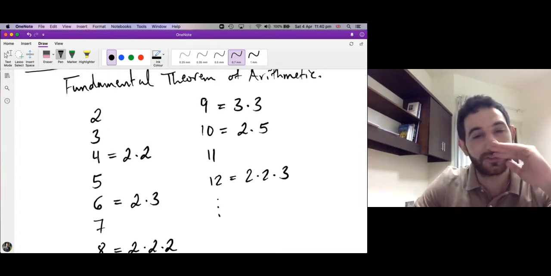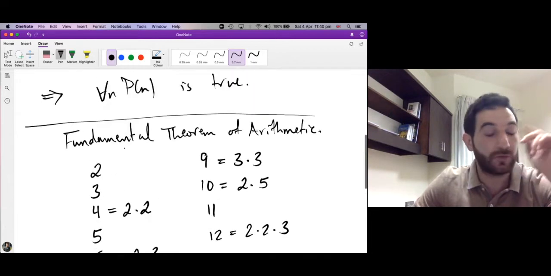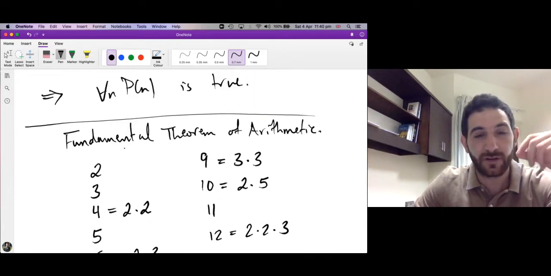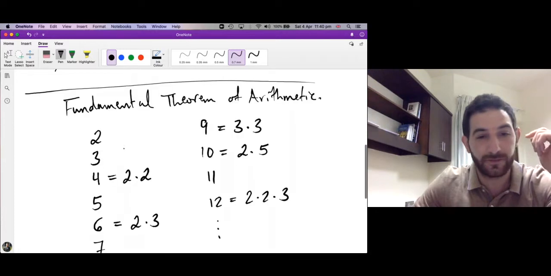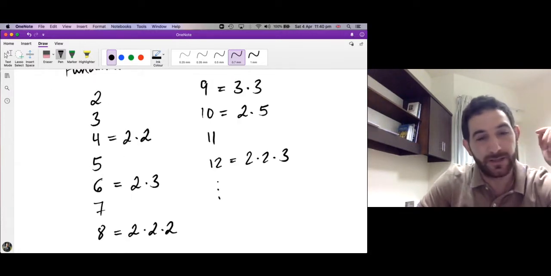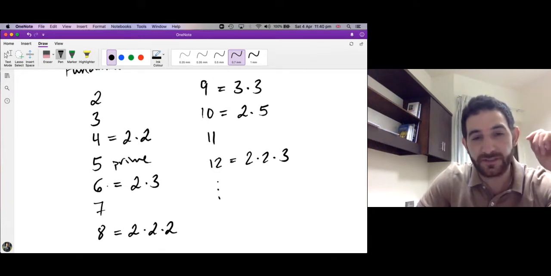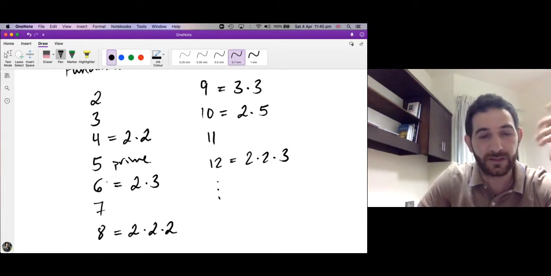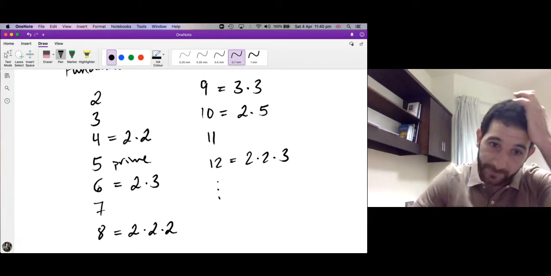It's a positive integer whose positive divisors are only 1 and itself. Okay, so 5 here is only divisible by 1 and 5, so it's a prime. 6 is not, because 6 is divisible by 3, and 3 is not 1 and it's not 6.